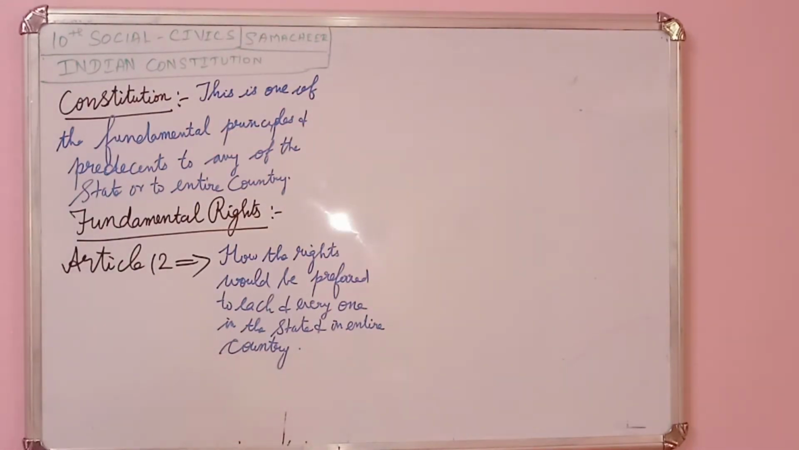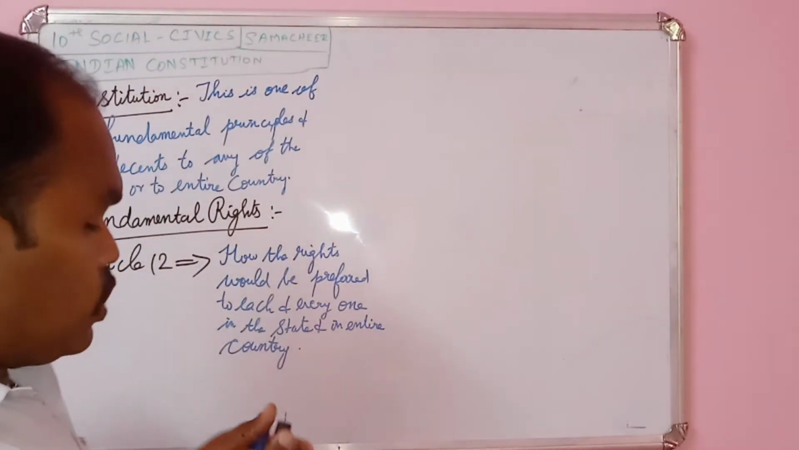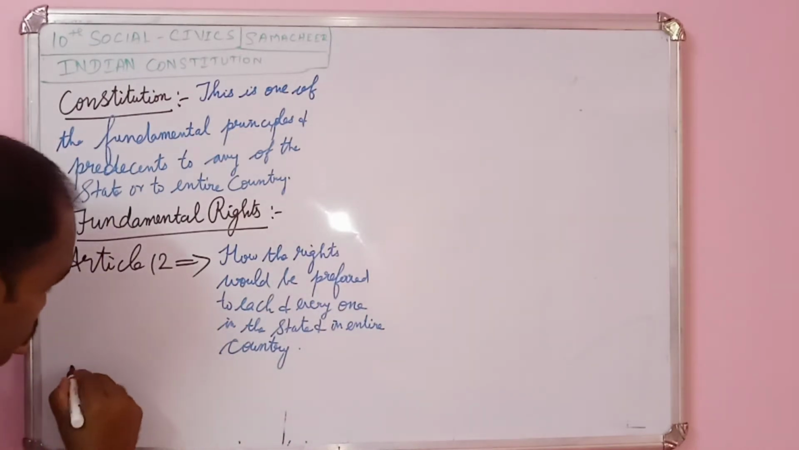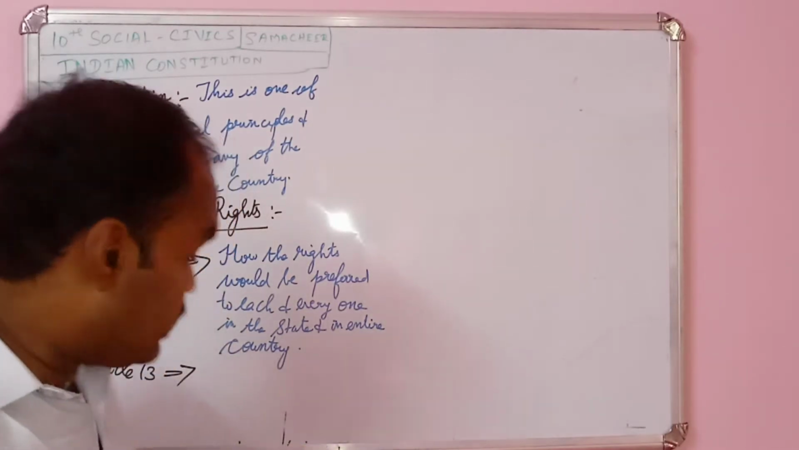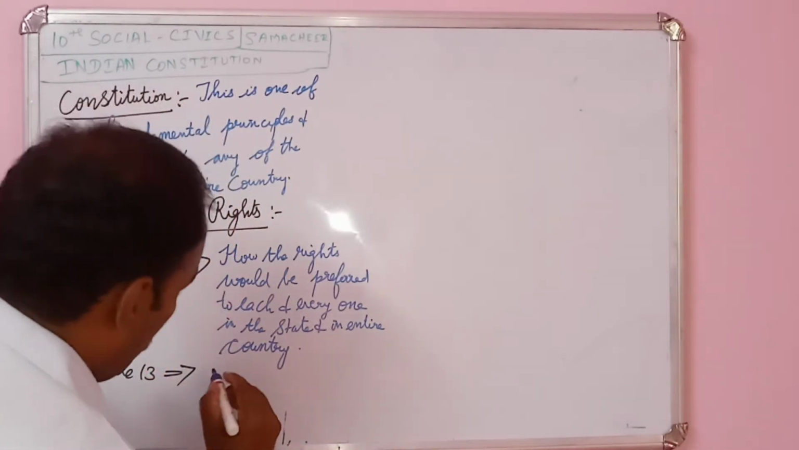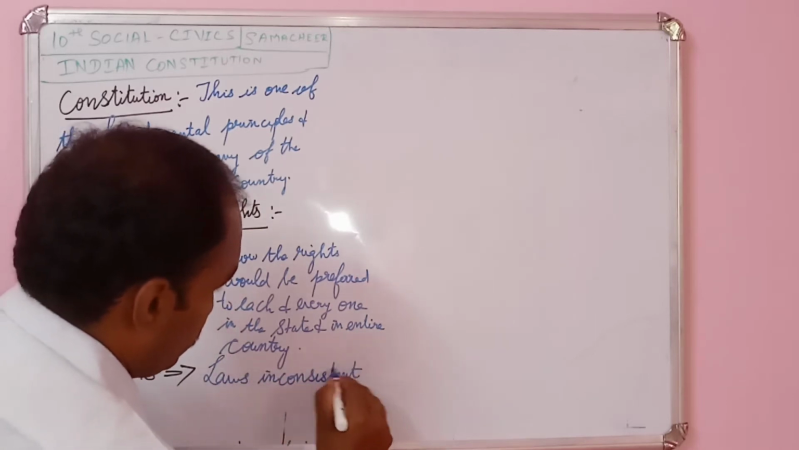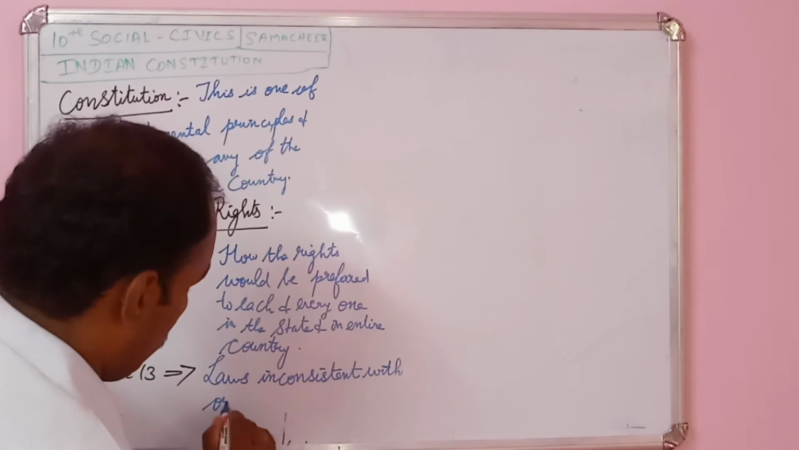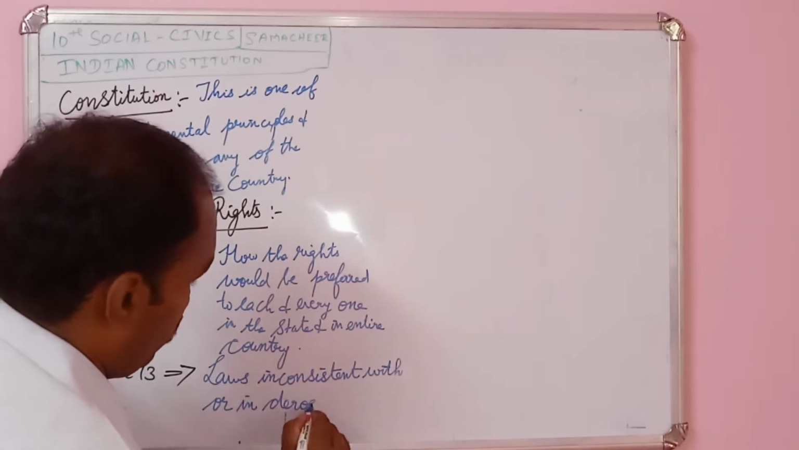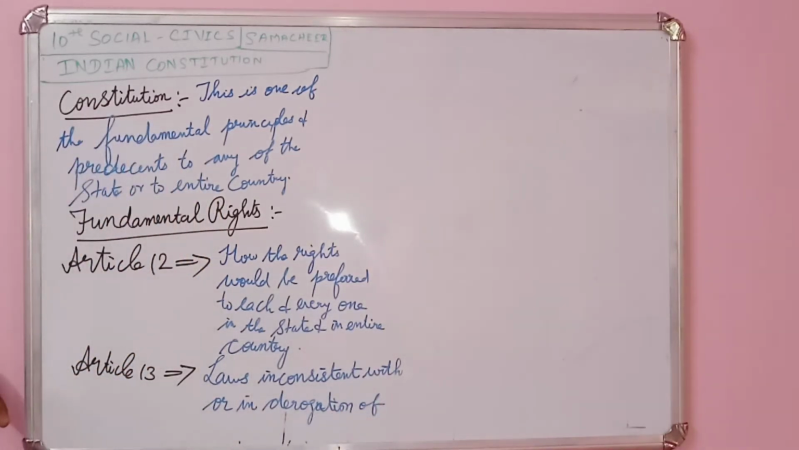Article 13 is laws inconsistent with or in derogation of certain fundamental rights. Article 13.